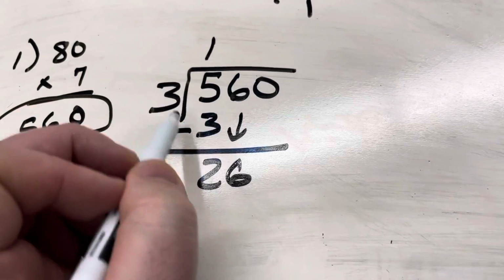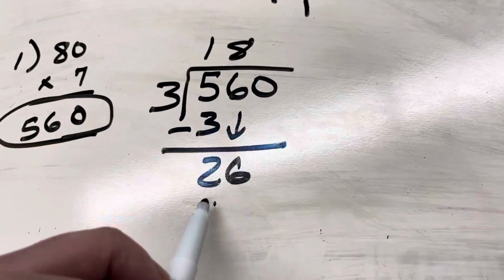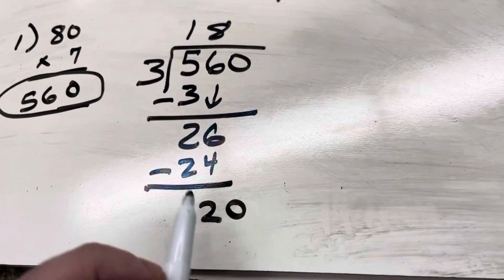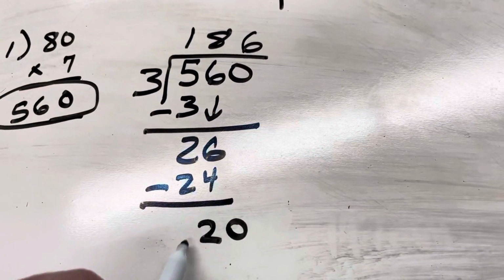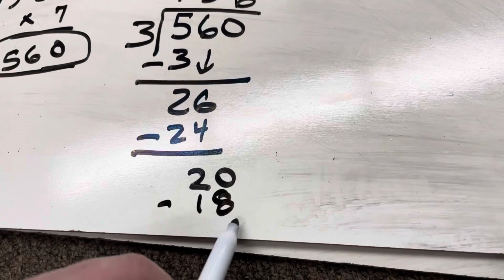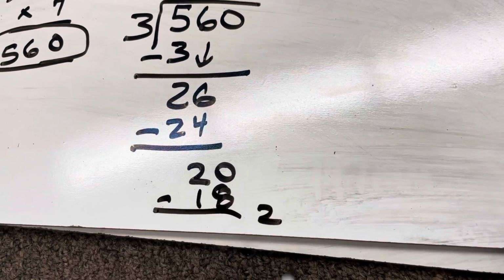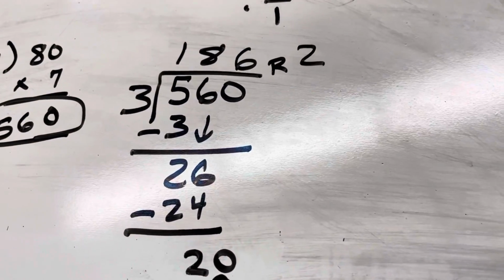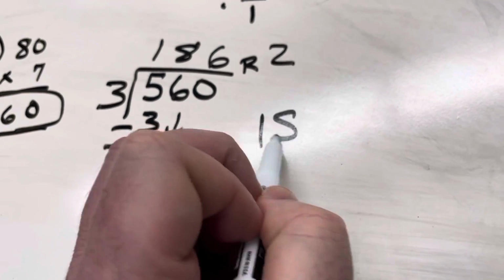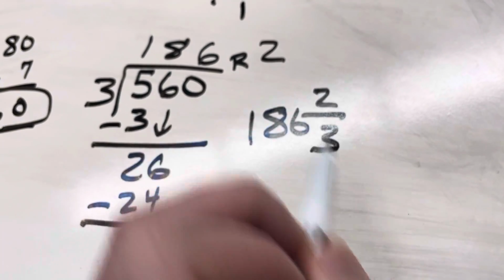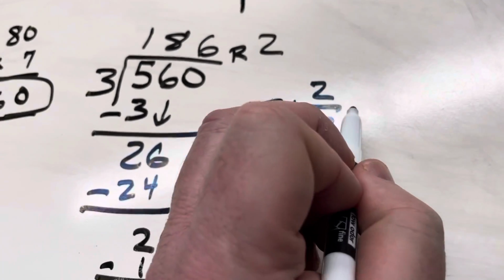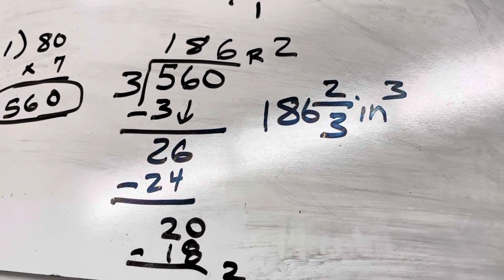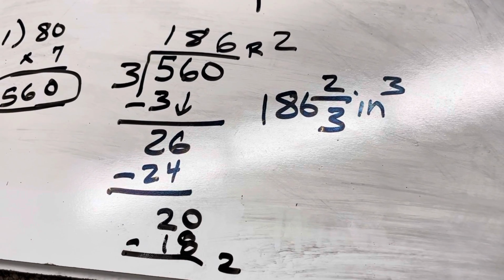Drop the 6. 3 can go into 26 8 times. 8 times 3 is 24. 26 minus 24 is 2. Drop the 0. 3 can go into 20 6 times. 6 times 3 is 18. 20 minus 18 is 2. So I get a remainder of 2. All right, and of course, so that's going to turn into 186 2/3, and its volume, so it's going to be cubic inches. Not hard. You folks can handle that. All right, so you kind of figure out how you want that to go.